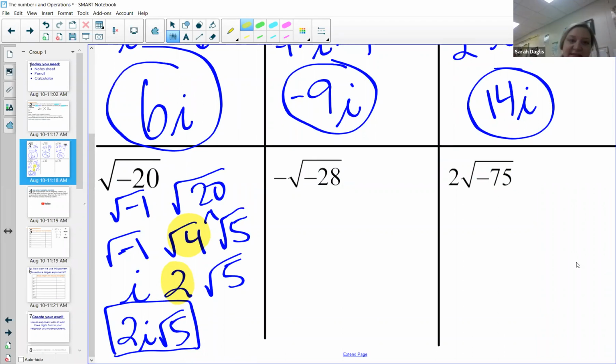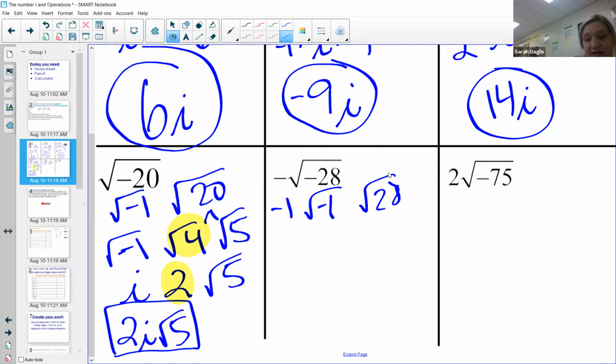All right, negative times the negative, oh my gosh, negative times the square root of negative 28. So again, I'm going to break it up. I have a negative on the outside. That's the same thing as multiplying by -1. We have a negative on the inside, so we're going to keep that by itself. And then we're going to have the square root of 28. That is not a pretty 8.